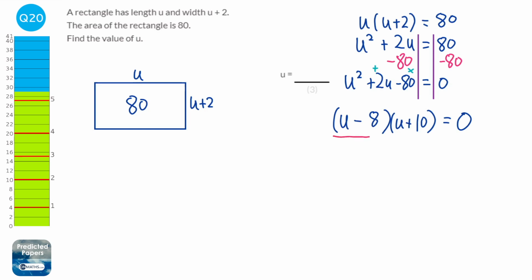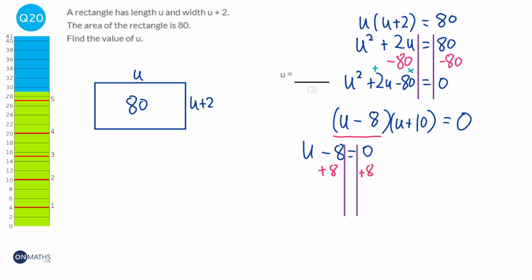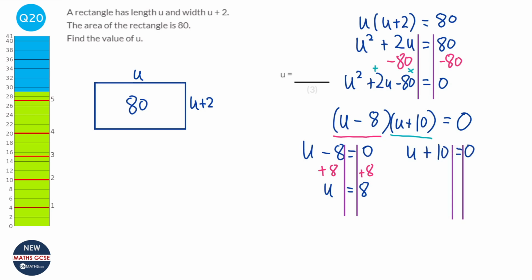Okay, last thing is we get each of our brackets equal to 0, so we can solve them. So u minus 8 equals 0, and let's solve that. And so we're going to add 8 to both sides, and we've got u equals 8. And we're going to do the same for this right hand bracket. So u plus 10 equals 0, and take away 10 from both sides. So u equals minus 10.